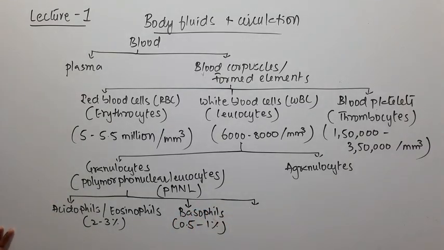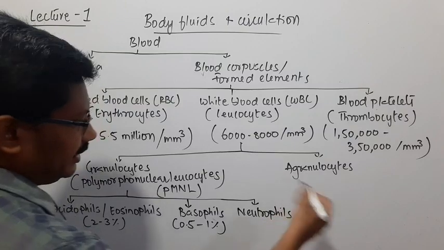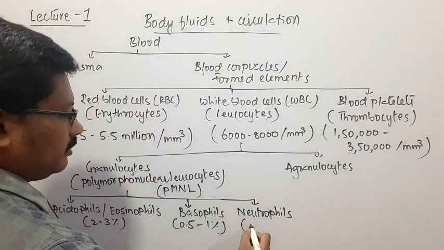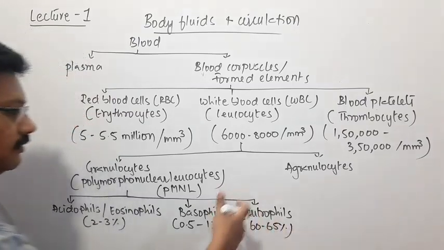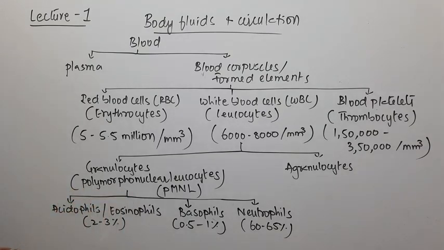Okay, then the third one are neutrophils. We'll see about them in the coming session. These comprise around 60 to 65% of the total WBC. The granulocytes, which we call polymorphonuclear leukocytes because the shape of the nucleus is not circular, show different shapes, and basing on the shape of the nucleus, these cells will be identified. So the acidophils or eosinophils, then basophils and neutrophils. Among these three, the least one will be the basophils.